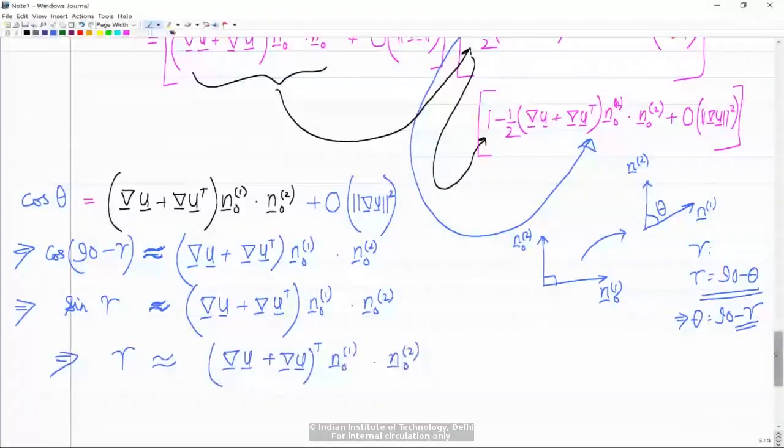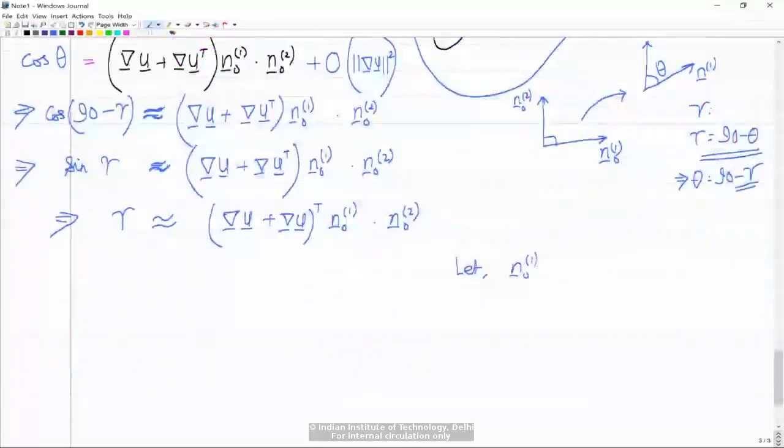Okay, and let us take, let n naught 1 be equal to e1 and n naught 2 be equal to e2. So I want to look at the angle between e1 and e2, shear strain, and see what formula we get from here. So this is a tensor formula. Let us write this in a coordinate system of e1, e2, e3. So grad u plus grad u transpose.